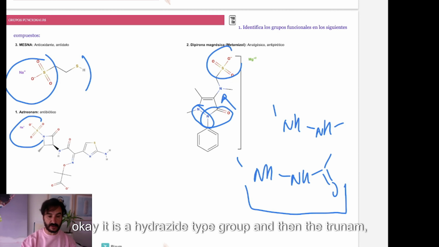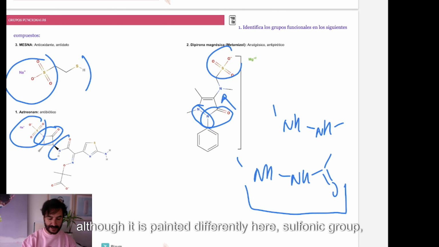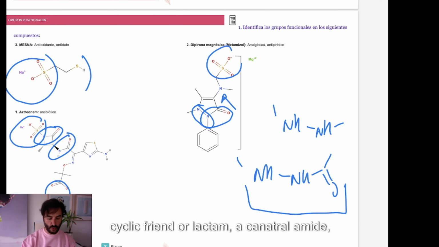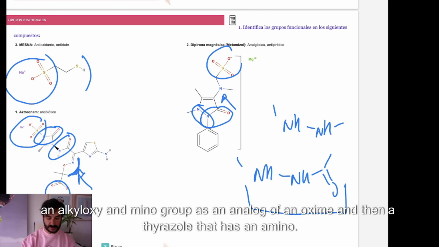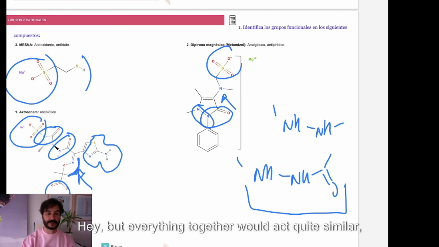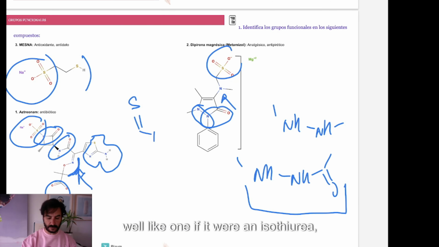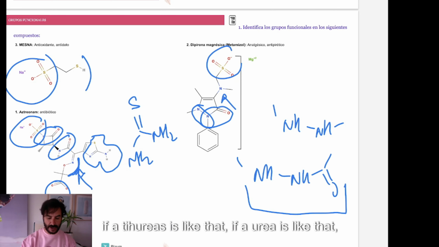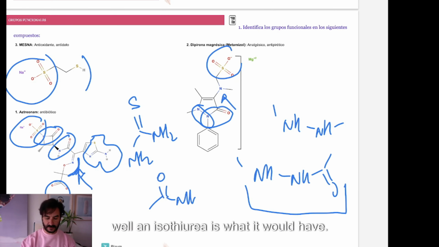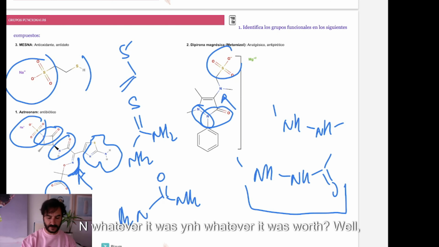And then aztreonam, well, we have already commented on it, although it is painted differently here. Sulfonic group, cyclic amide, or lactam, a carboxylate group, an alkyloxy imino group as an analog of an oxime, and then a thiazole that has an amino. Everything together would act quite similar, although not completely, to an isothiourea. If a thiourea is like that, if a urea is like that, well, an isothiourea is what it would have.